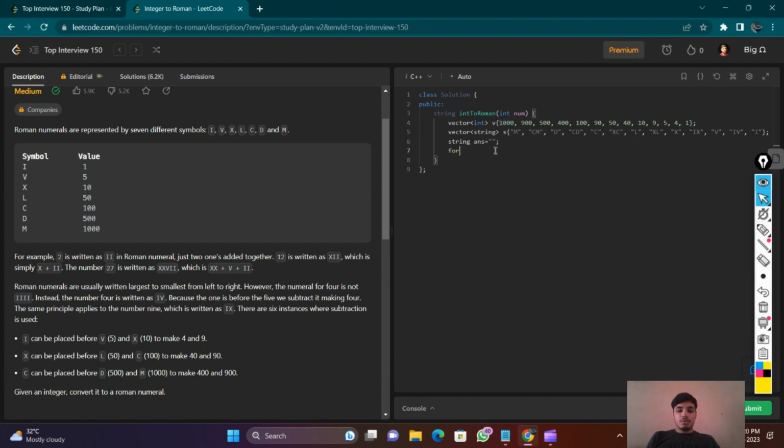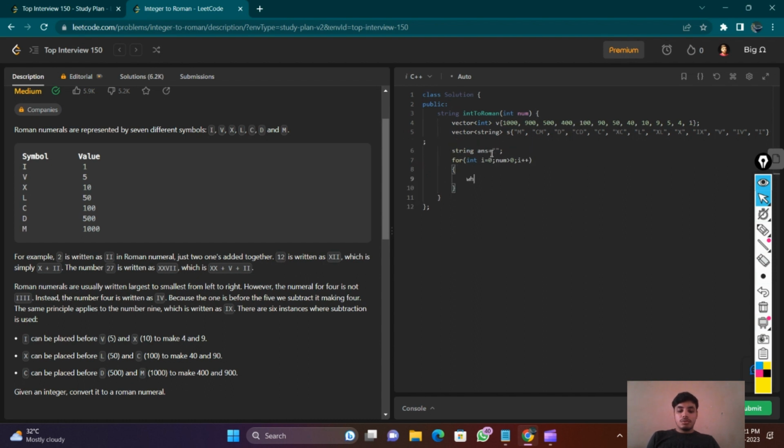Now let's run a for loop starting from the first position. Until when can we run it? We can stop when our num equals 0. Let's assume num equals 1900. You will first get M, so you write M, then you are left with 900, so you write CM. Now your num equals 0, there is no value left, so you stop. So the condition is until our num is greater than 0. We run this loop with i plus plus.